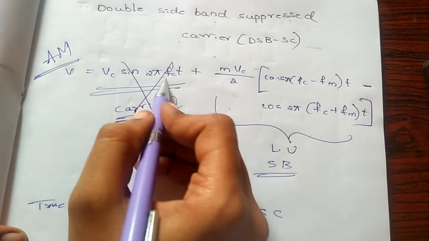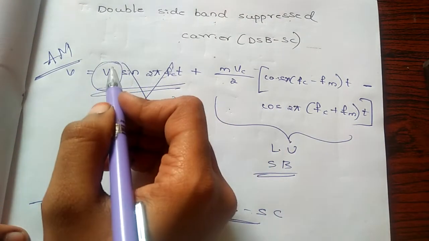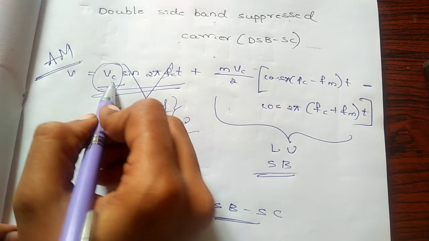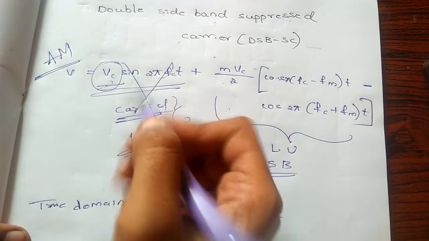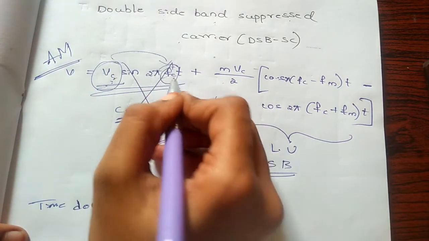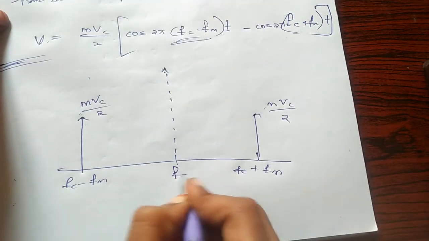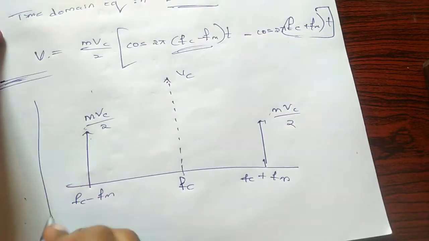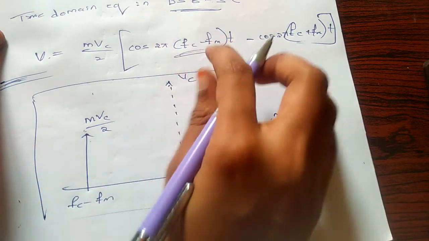What is the amplitude that we are having here? Vc. Then what is the frequency that is related with the carrier? Fc. So the frequency is Fc and the amplitude is Vc. So this is the frequency spectrum in the DSBSC.